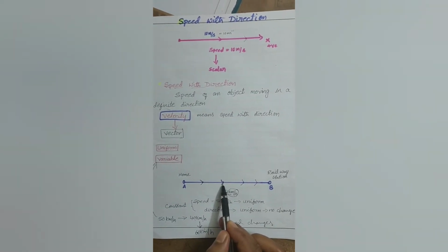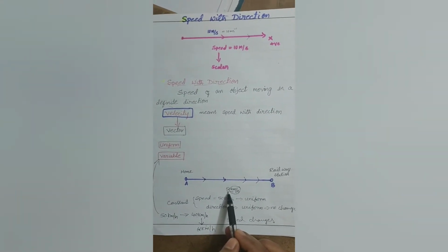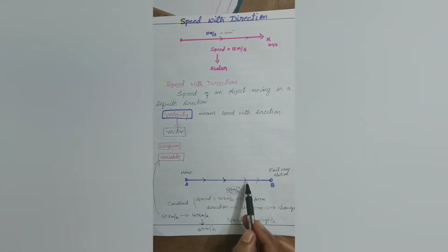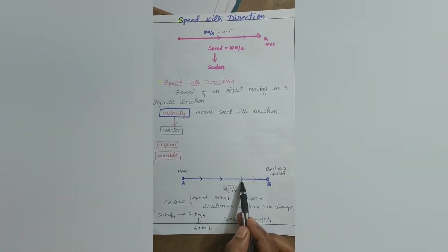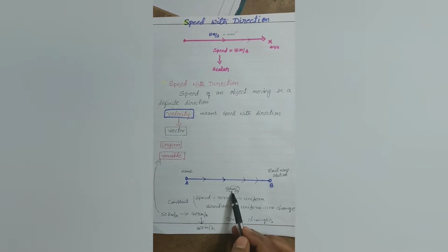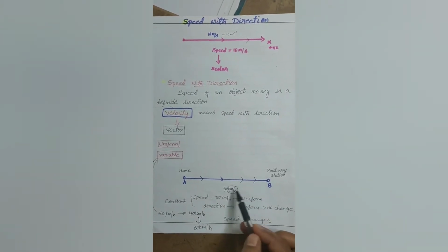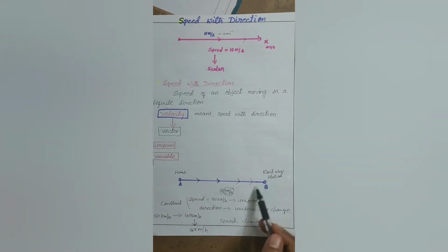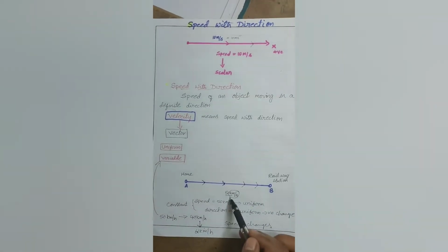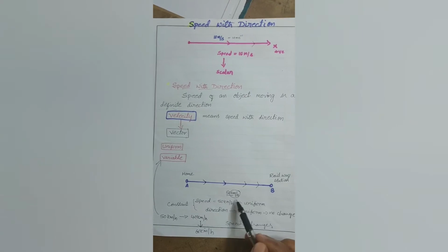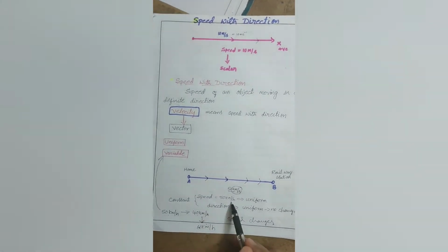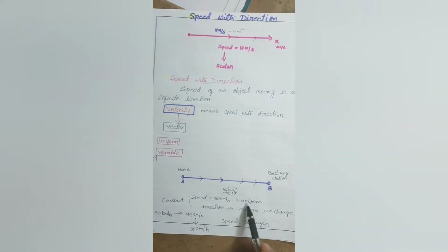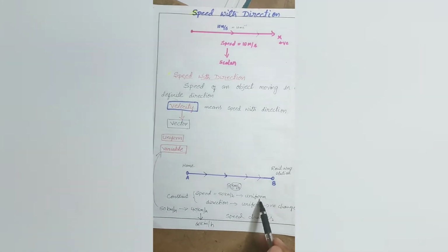Next it moves in this direction, and the speed is still 50 kilometers per hour. As we continue our journey, here also the speed is 50 kilometers per hour. Finally it reaches the railway station, and the speed of that car is still 50 kilometers per hour. That is called uniform.